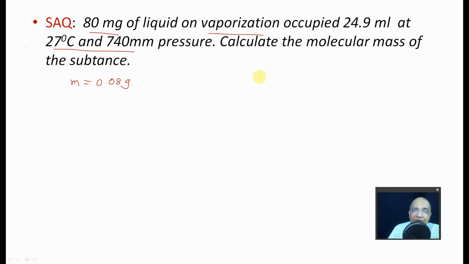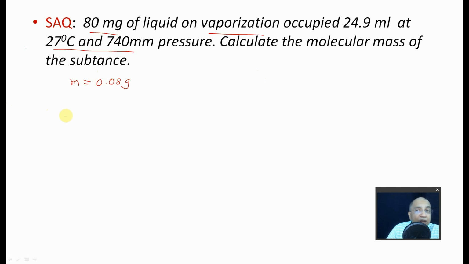Aqueous tension was given there, but here there is no such Victor Meyer experiment. Simply it is telling that on vaporization it occupied this many milliliters. That means it is not collected over water. So it is giving the volume of dry vapor and the pressure of the dry vapor. So no question of any subtraction of aqueous tension.